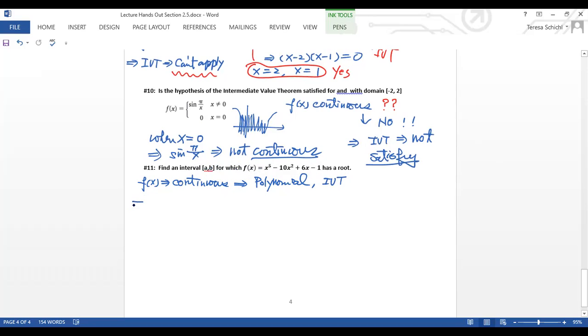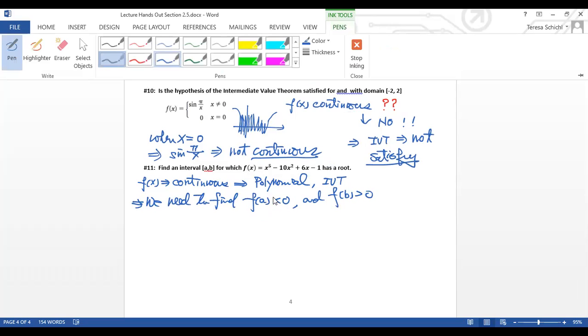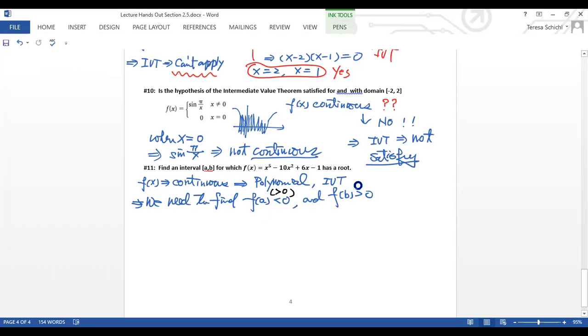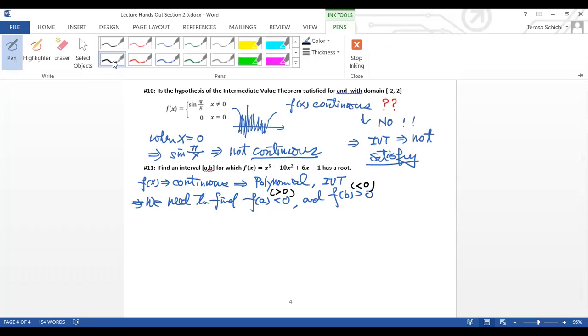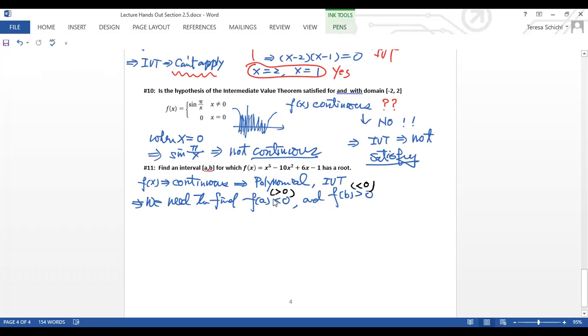So basically, this is continuous, so we need to find some interval such that f of a is less than zero and f of b is greater than zero. Of course, you can switch them around. They just need to have opposite signs. And in fact, this is the way that computer software tries to find roots: they gradually cut the interval smaller and smaller, and they are able to approximate the roots.